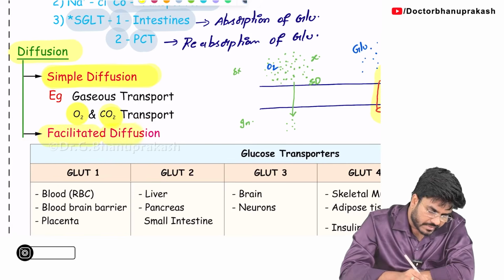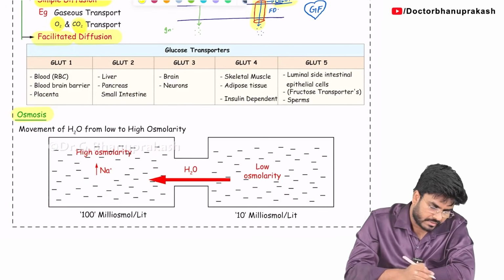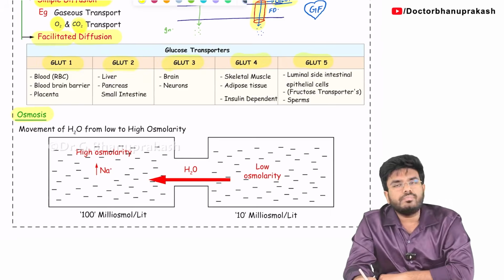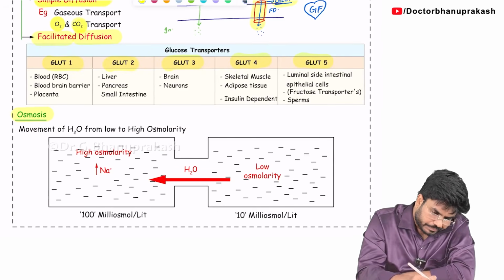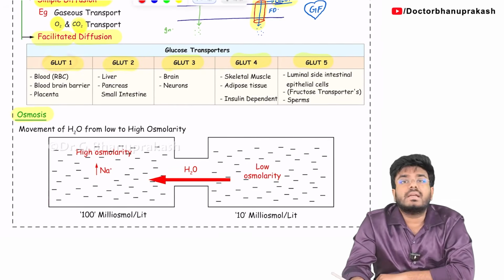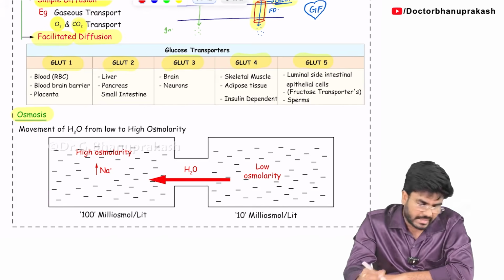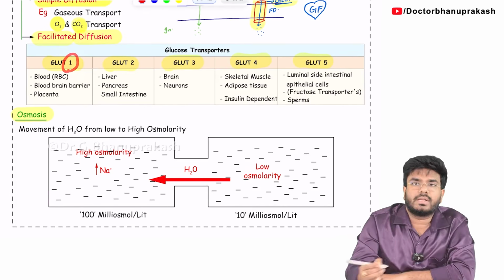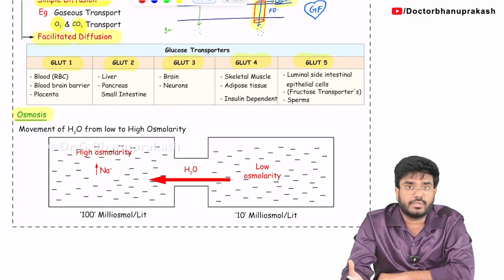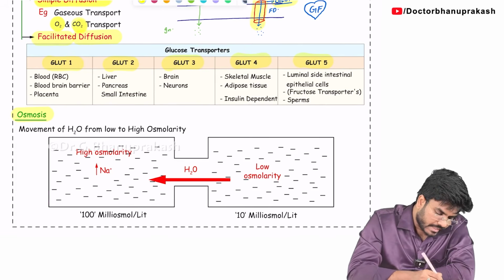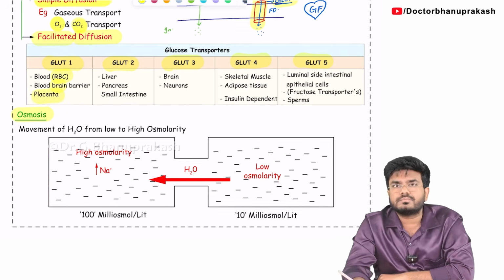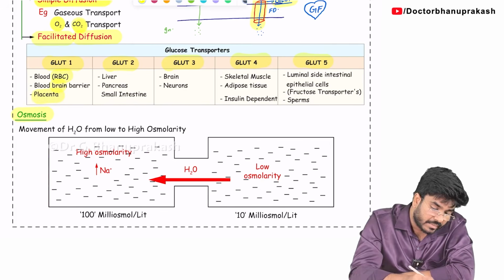And what are the examples of facilitated diffusion? All GLUTs. Wherever you see the word GLUTs, all GLUTs are examples of facilitated diffusion. Now, where are these GLUT transporters present? This is very, very important for your exam. Sir, GLUT1, glucose transporter type 1. Yes, of course, it is an example of facilitated diffusion. But where is it present? For your exams, you should remember GLUT1 is present in RBC, brain and placenta, especially important RBC.